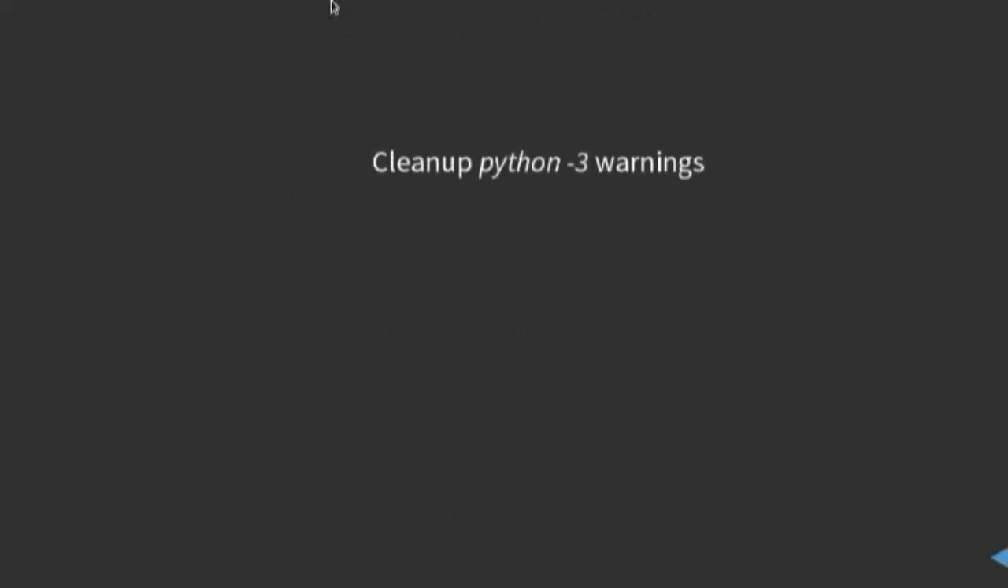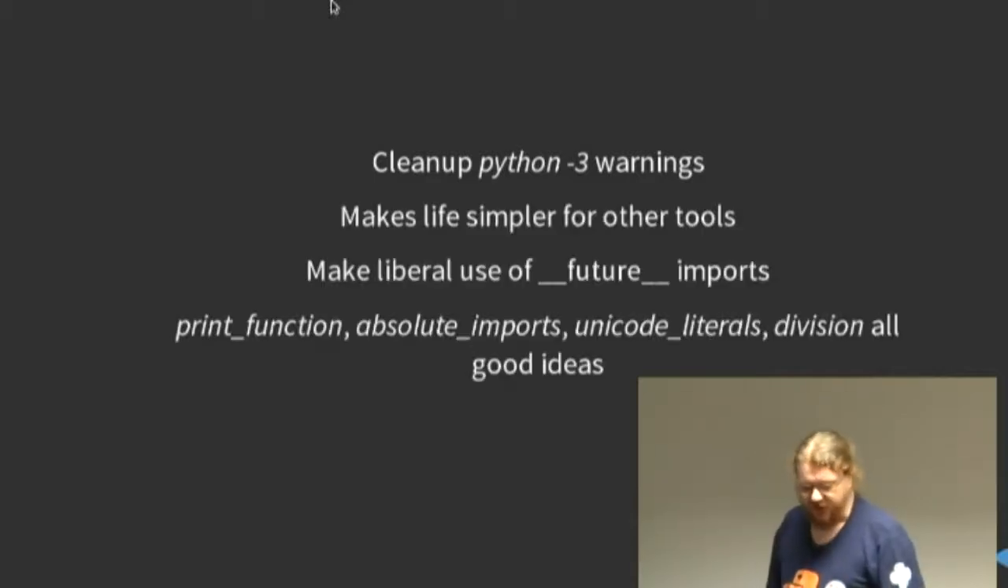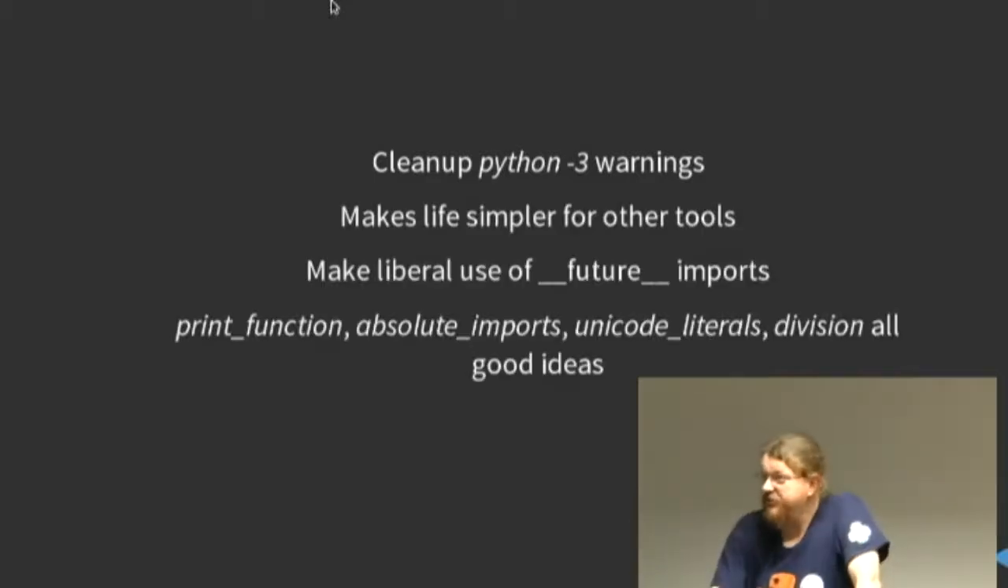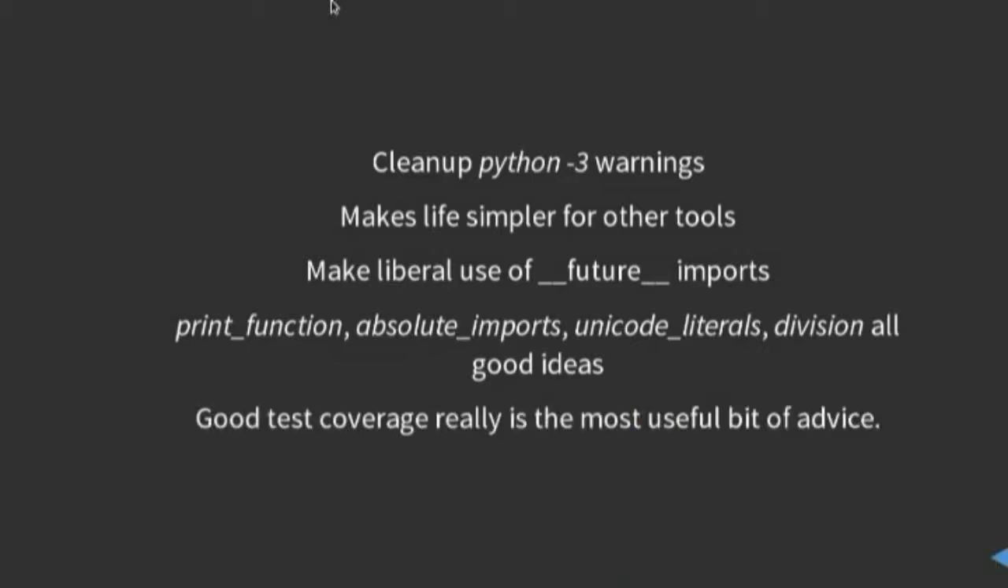There's obvious things. You clean up the Python -3 warnings. That just makes life easier for the other tools. Make liberal use of future imports: print function, absolute imports, Unicode literals, future division. These are all good ideas. It minimizes the differences between what's happening on 2 and 3 and makes your life easier. But honestly, if there's one takeaway from what I'm saying here, it's good test coverage.